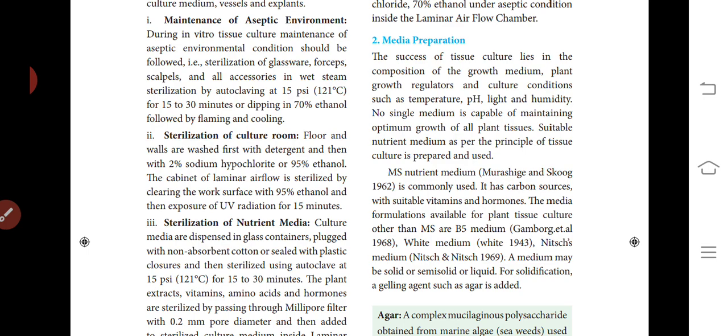First you have to clean with detergents, then treat with 2% sodium hypochlorite or 95% ethanol. The laminar airflow chamber is situated in this place. It is sterilized by cleaning the work surface with 95% ethanol. First you have to prepare the laminar airflow chamber, and then 50 minutes of UV radiation is applied in that laminar airflow chamber.